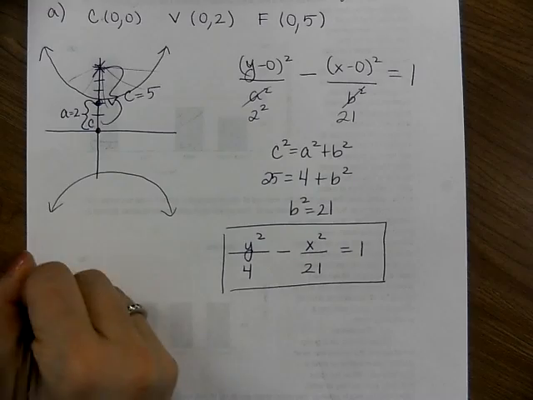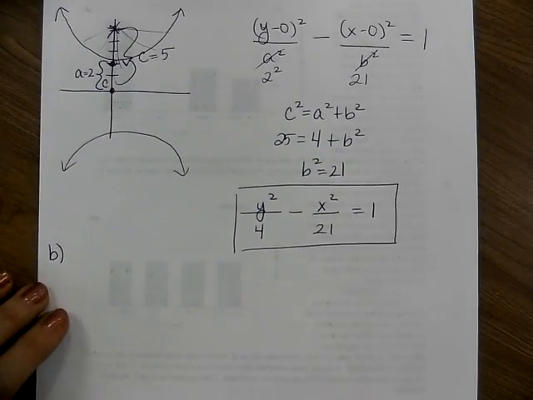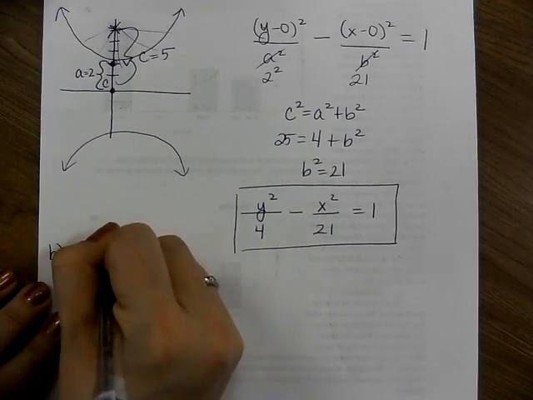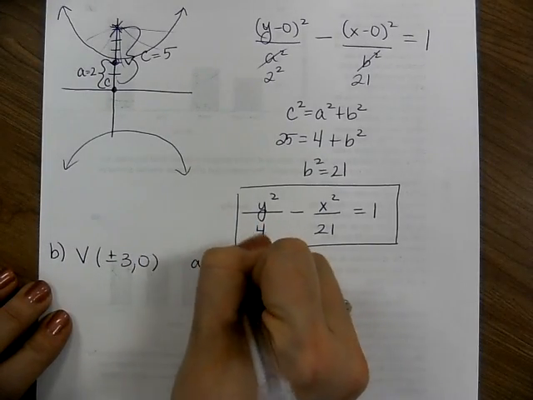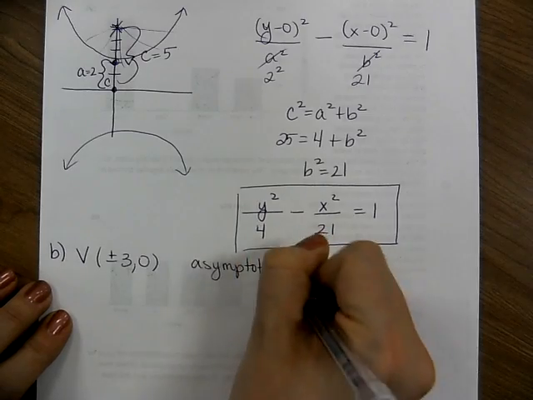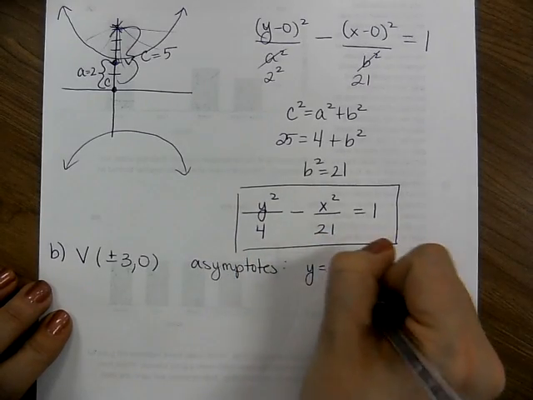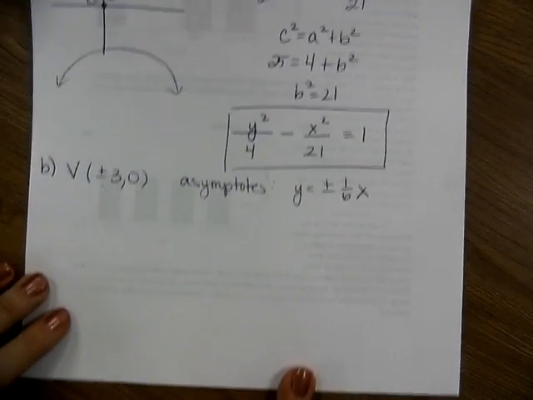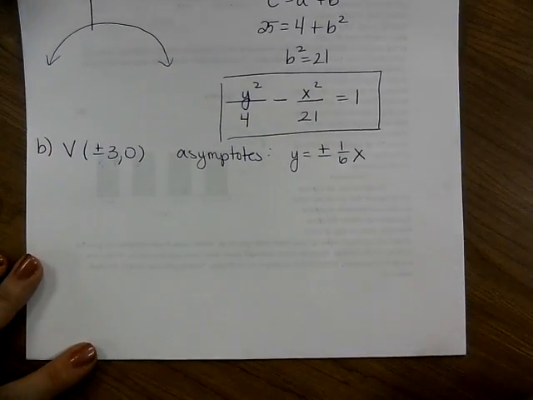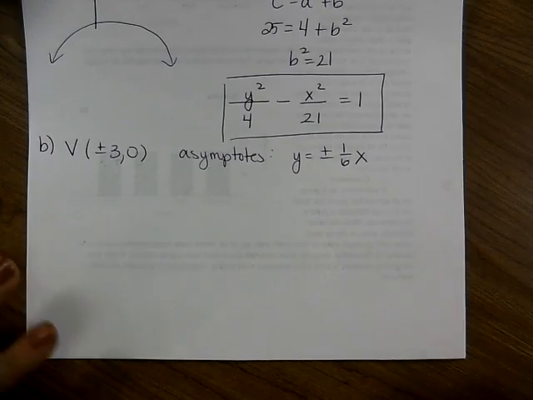And remember, this forms it because every point here is equal distance away from it. Okay? Now, let's look at B. The vertices are plus and minus 3, 0. And the asymptotes are y equals plus or minus 1 over 6x. Okay. So, let's draw our picture first.